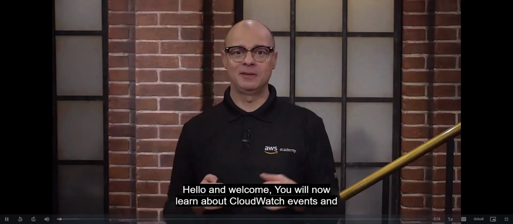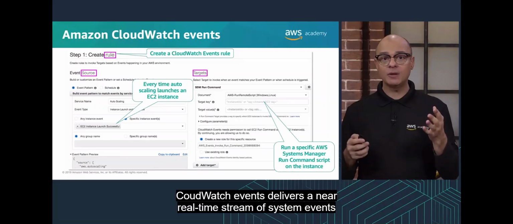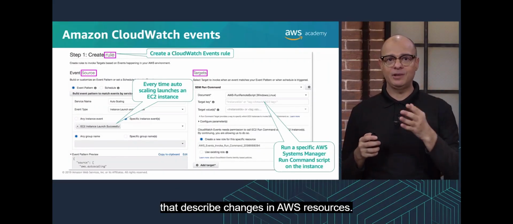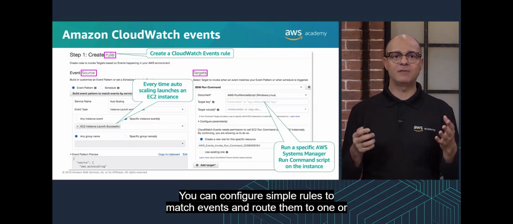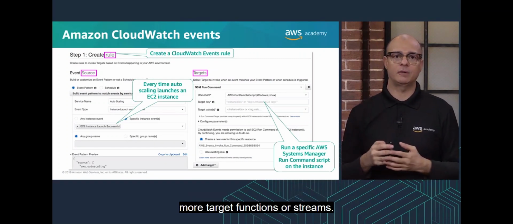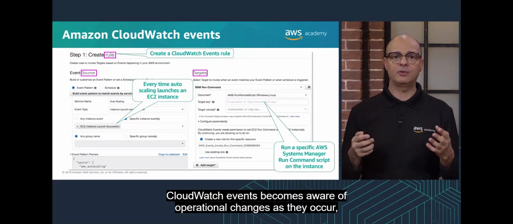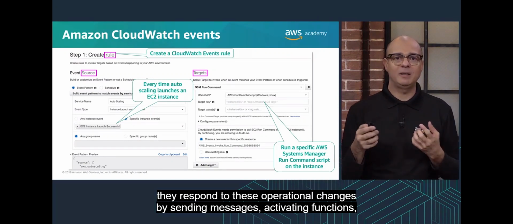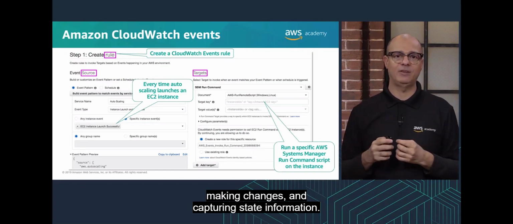Hello and welcome. You will now learn about CloudWatch events and CloudWatch logs. CloudWatch events delivers a near real-time stream of system events that describe changes in AWS resources. You can configure simple rules to match events and route them to one or more target functions or streams. CloudWatch events becomes aware of operational changes as they occur. It responds to these operational changes by sending messages, activating functions, making changes, and capturing state information.